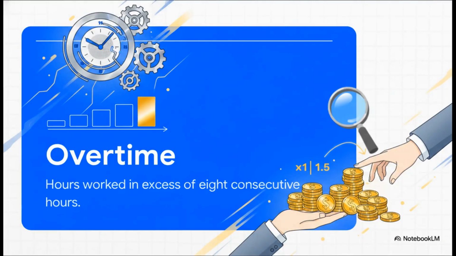So, let's examine what an employee actually earns before any obligations are removed. When we're calculating earnings, there's a very strict definition of overtime. The sources define it specifically as hours worked in excess of 8 consecutive hours per day. This is a massive threshold to keep in mind.